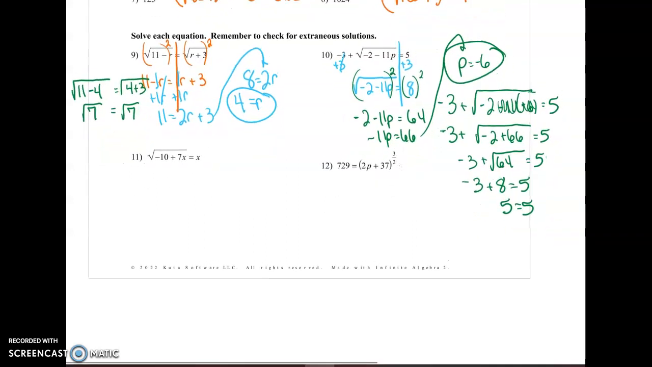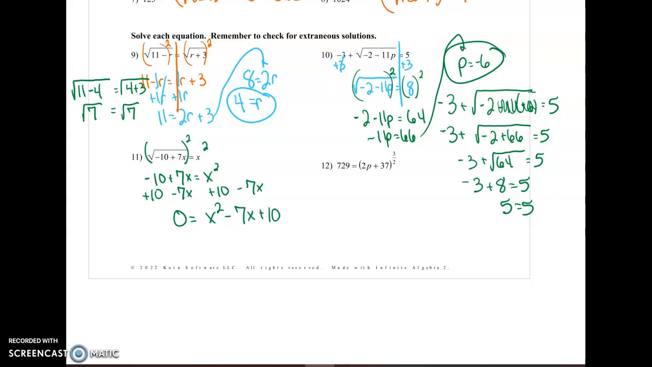All right, 2 more. Let's start with 11. And on 11, what we're going to do is we got to get to that x, and the x is under a square root. So just like before, I'm going to square both sides. The left side becomes -10 plus 7x. The right side is just x squared. And now with more than one type of x, we will want to factor. So I'm going to add my 10 to the other side and subtract my 7x to the other side. But when I do this, I'm going to write it in standard form.